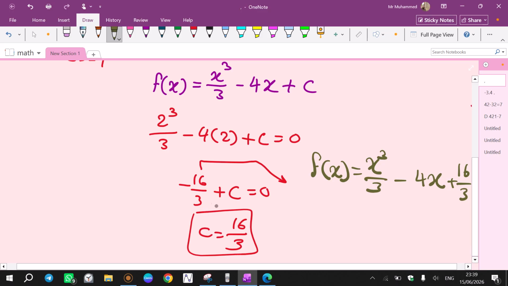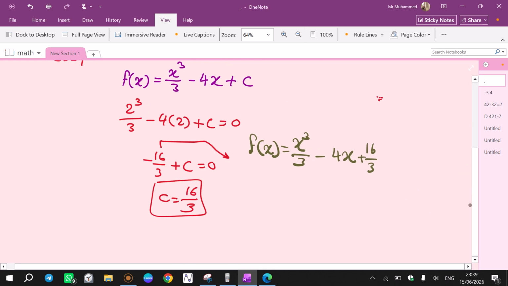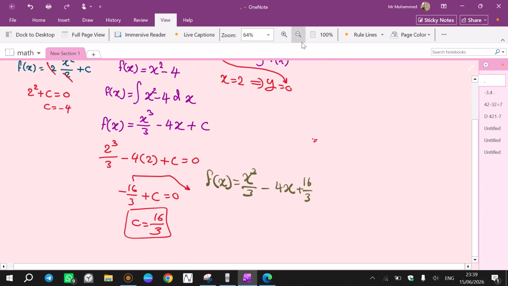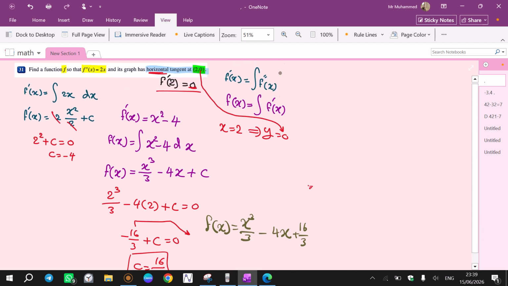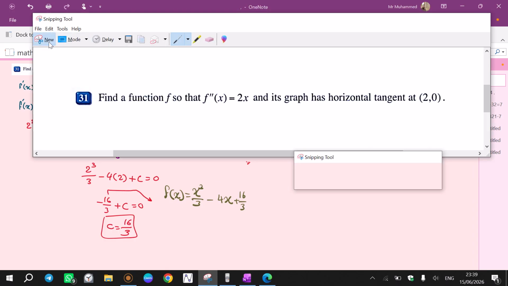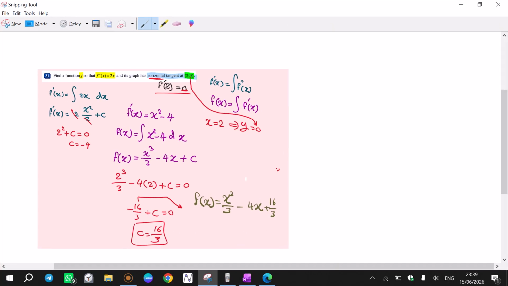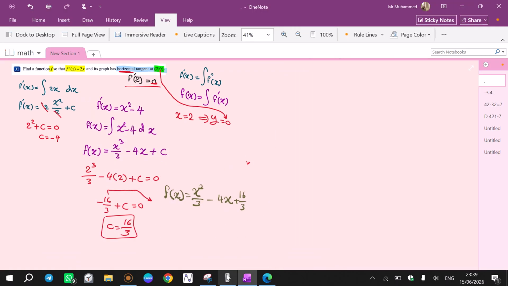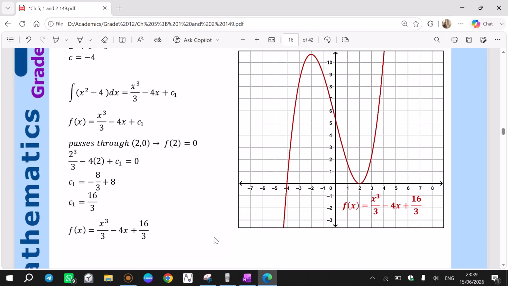Now we're going to move to another question, but let's zoom this out and let you see the whole answer in one go. There you go. Taking a picture. Yeah, that's it. Look at it. This is the answer. Going back to the book, no need to check the answer.